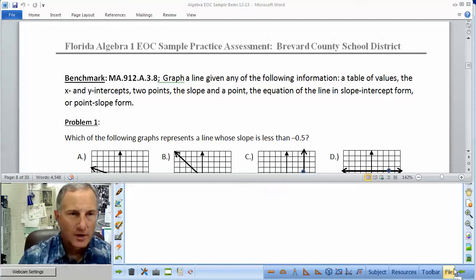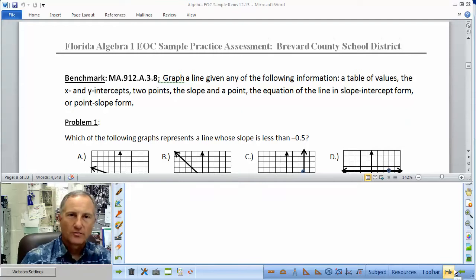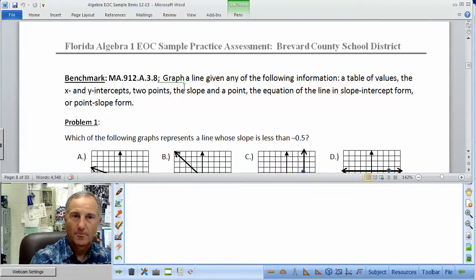All right, continuing on here with the Algebra 1 end of course sample practice assessment. We're at A 3.8. When you look at that now, it's right here. We're going to graph a line given any of the following information: table of values, the x and y intercepts, 2 points, a slope and a point, the equation of the line in slope-intercept form or point-slope form.